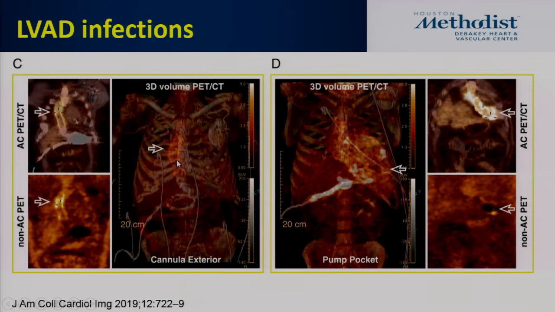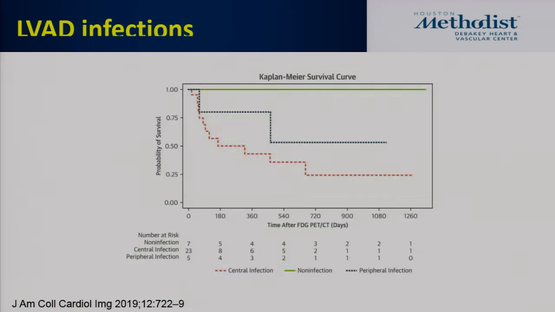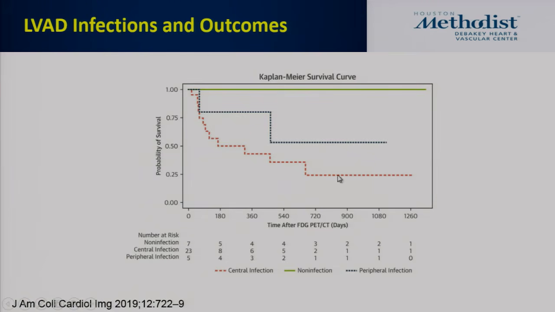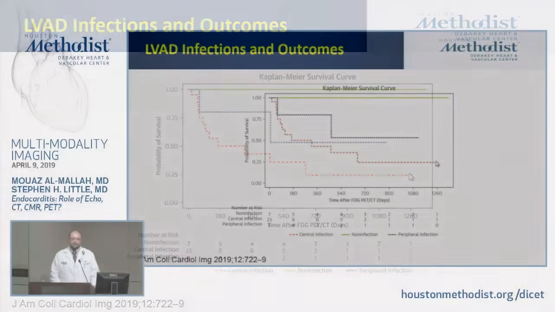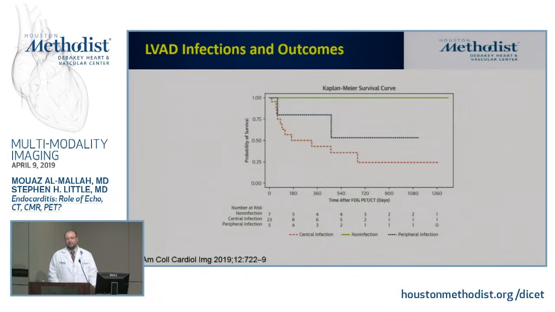Anything that is on the central infection is actually bad in terms of outcomes. You can see here that the mortality is very high among these patients. And one thing, again, we have to look at in these patients, despite having a lot of metal, is the attenuation correction and the non-attenuation correction.